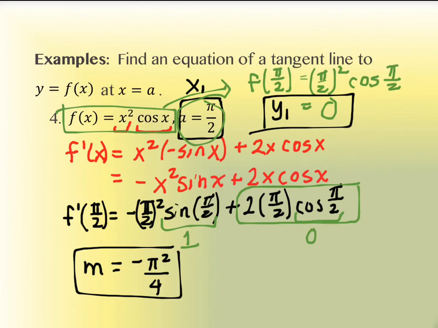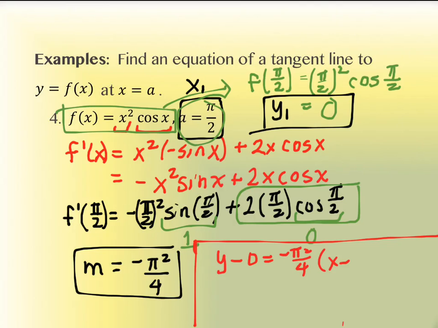So now I have x1, y1, and m, and I can actually find the equation of my line. So the line would be y minus the y value equals my m, which is negative pi squared over 4, times x minus my x value, which is pi halves. And we'll do one little quick step of simplifying, and what do we get? Negative pi squared over 4x. And then what? Plus what?